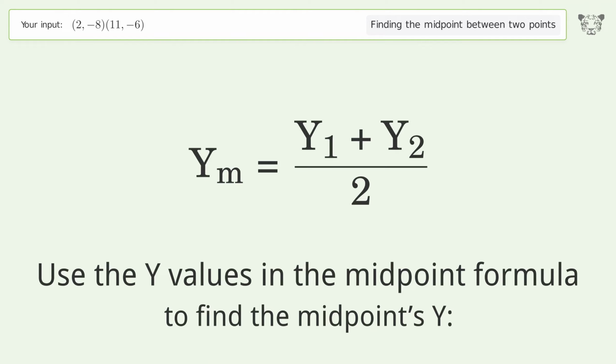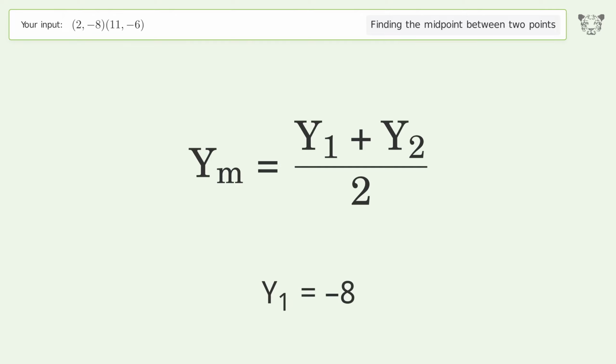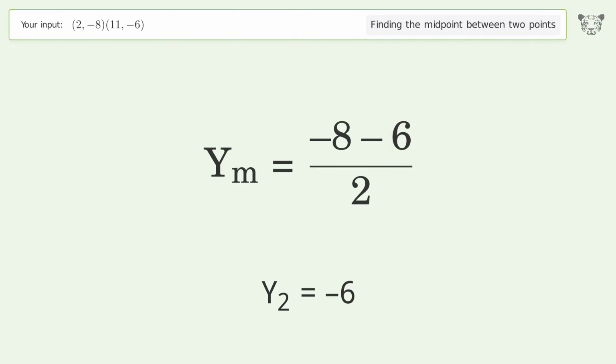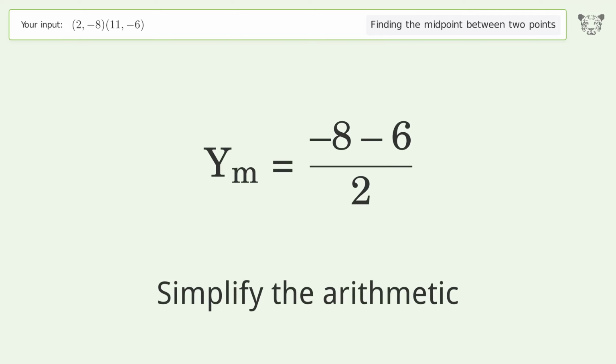Use the y values in the midpoint formula to find the midpoints. y1 equals -8, y2 equals -6. Simplify the arithmetic.